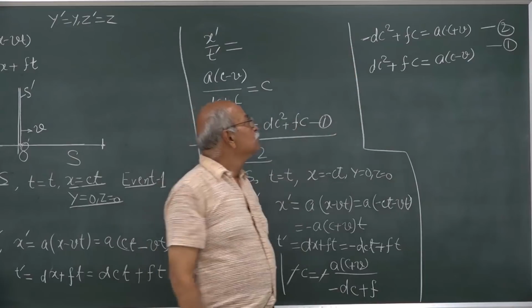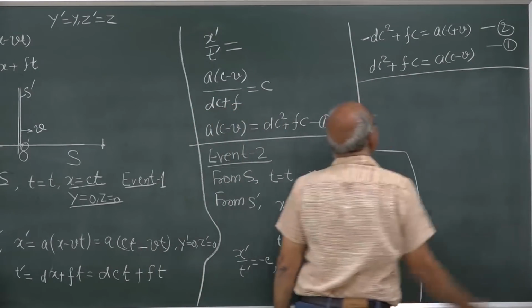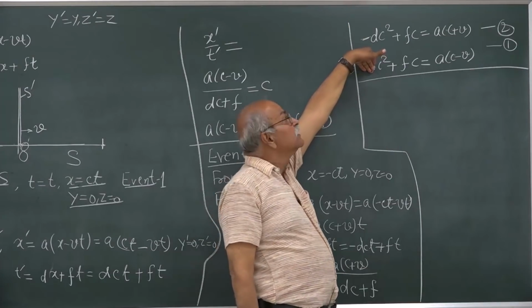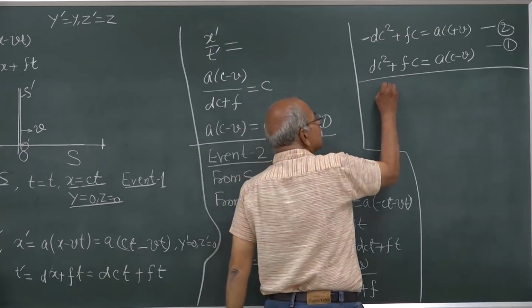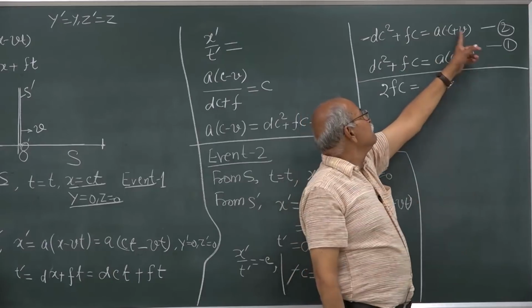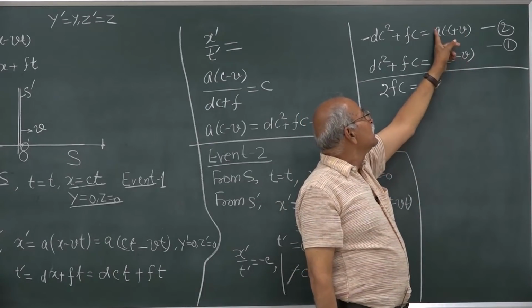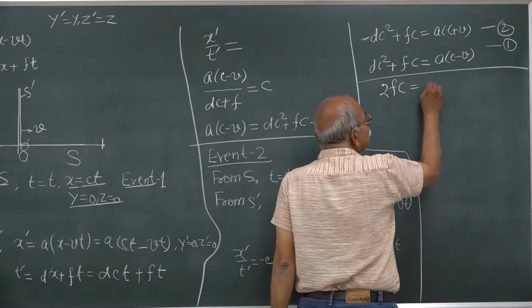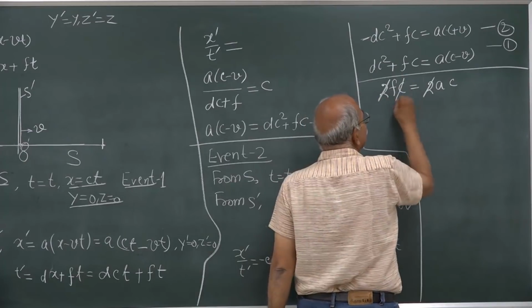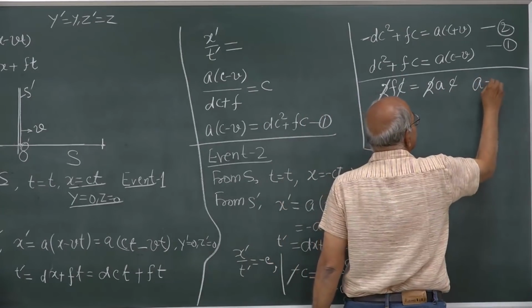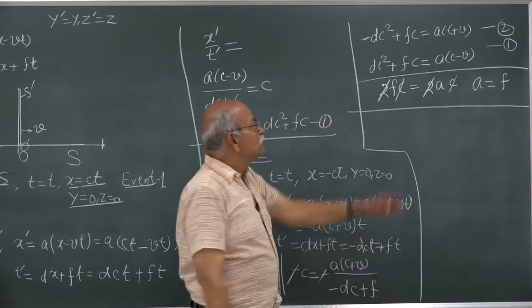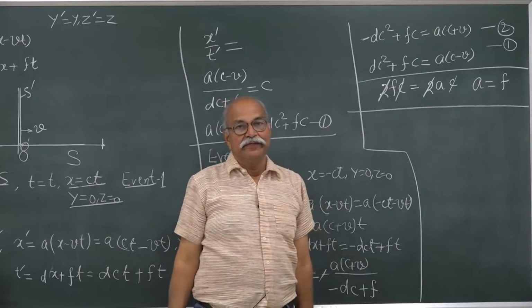Now, you add these two. The minus D c square cancels with this plus D c square, F c plus F c will be 2 times F c, and that is equal to A v minus A v, which cancels out, and A c plus A c will be 2 times A c. The 2 also cancels out, c also cancels out and you get A is equal to F. From these two equations you get A equal to F.